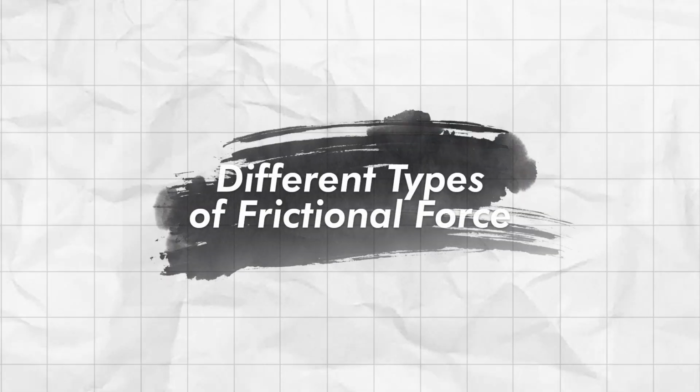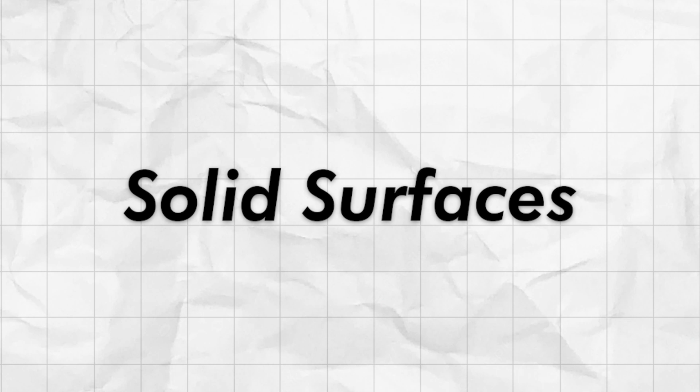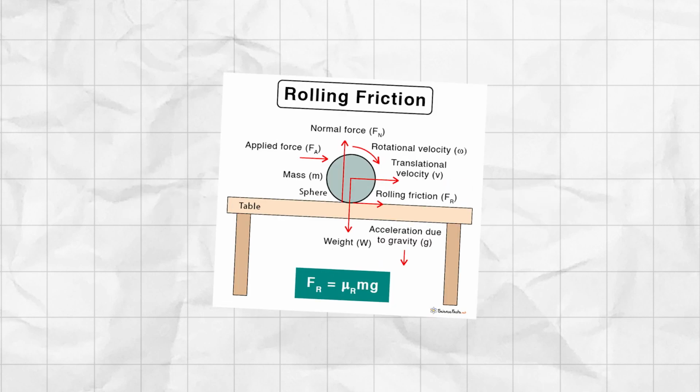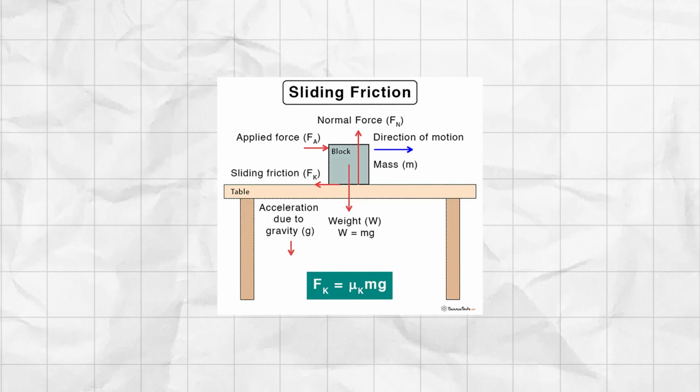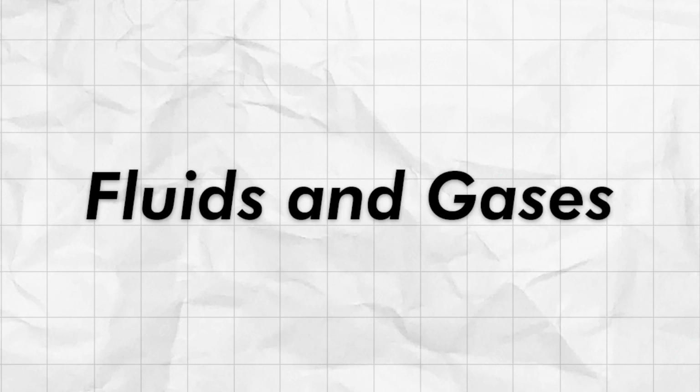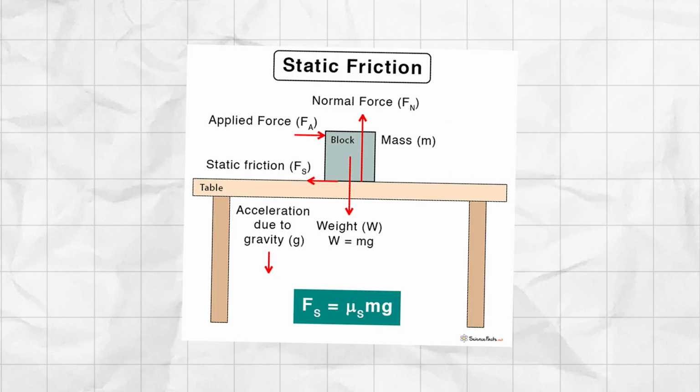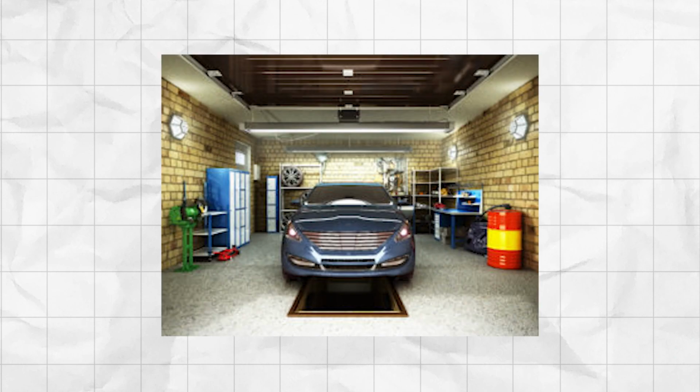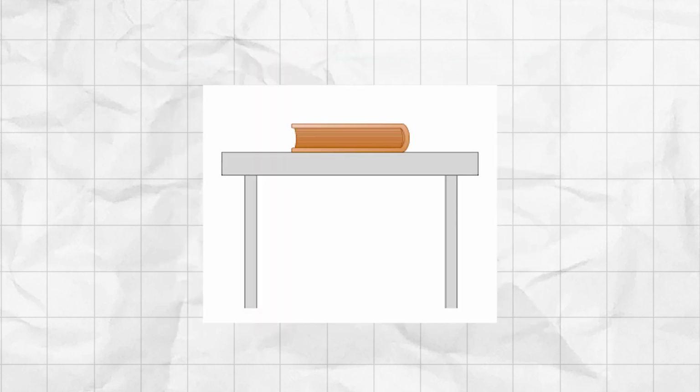But wait, do you know that frictional force has different types? Frictions on solid surfaces are classified as static, kinetic, rolling, and sliding friction. Meanwhile, frictions in fluids and gases are classified as fluid friction. Static friction is a friction force that balances the applied force on the object. In short, static friction is where the object is at rest. An example of static friction is a car parked in a garage and a book on a tabletop.